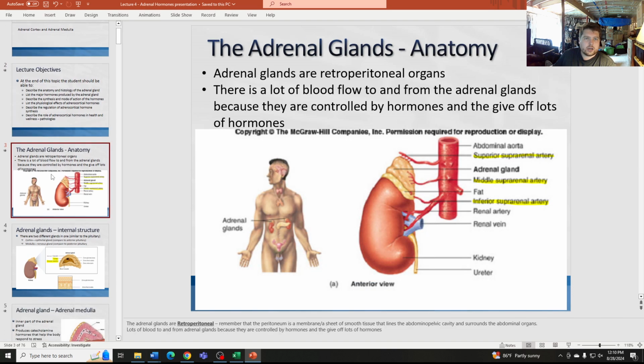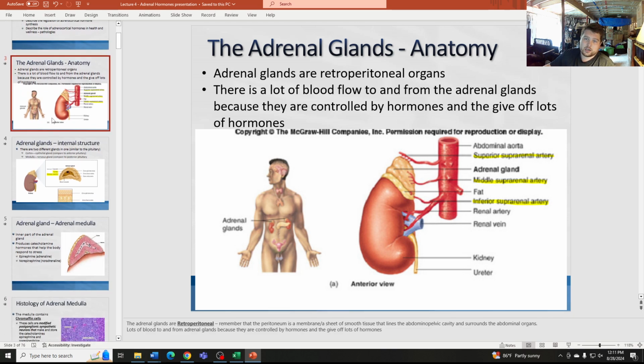So the adrenal glands are retroperitoneal organs. Just means that they are outside of that peritoneum, that membrane, that sheet of smooth tissue that lines the abdominal pelvic cavity and surrounds all of those abdominal organs. And as we can also see, very similar to the thyroid, we have lots of different blood vessels going into the adrenal gland. Again, because we have lots of hormones and lots of control that we need from the adrenal gland.